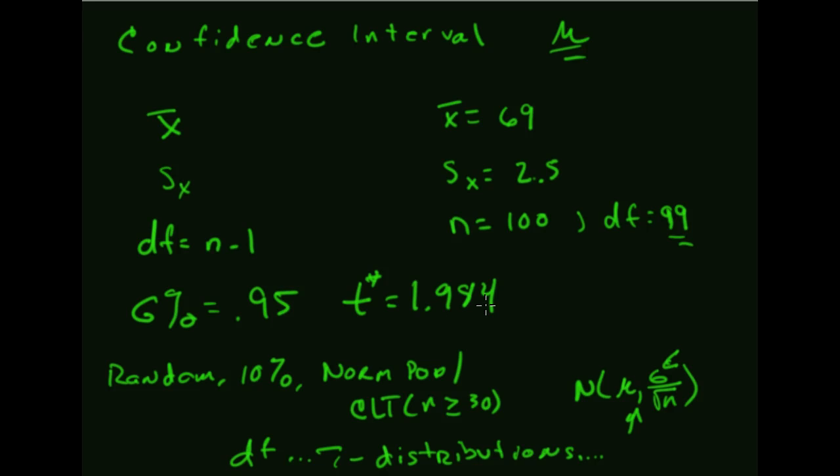In my confidence interval, instead of using sigma over the square root of n, I'm going to use sx over the square root of n. In this case, that is 2.5 over the square root of 100, which is 2.5 over 10, which is 0.25. So my confidence interval is going to center at that 69, and I'm going to throw in the t of 1.984 times this 0.25.